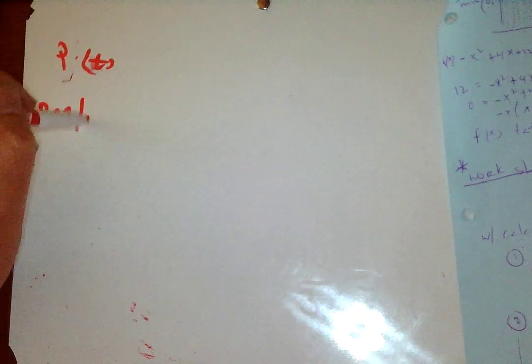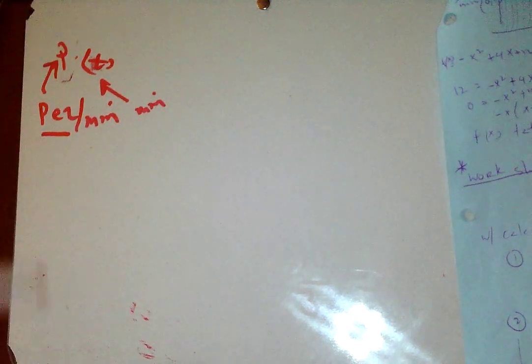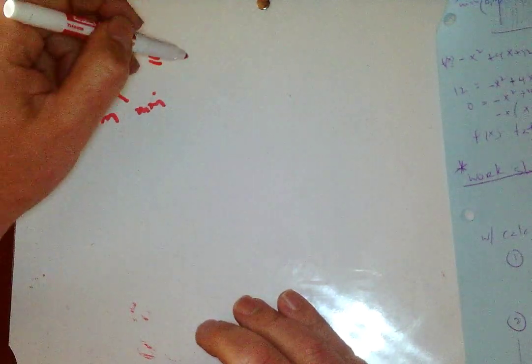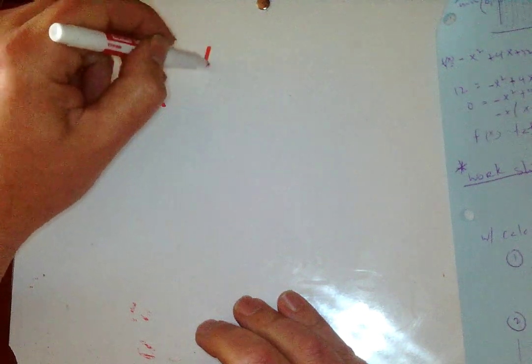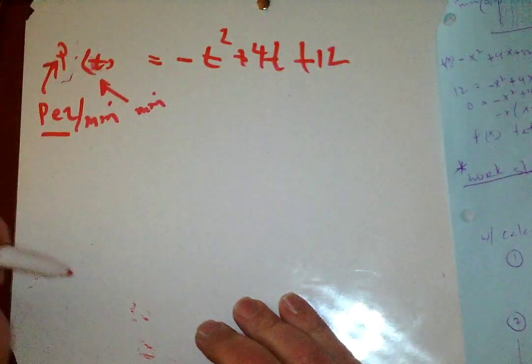The number of pies per minute is the output, and the input is minutes. If you don't know what pie is, you should probably Google that, though most of you know what pie is. And really, who doesn't like a pie? All right, so I'm going to have a P of t function. It's going to be negative t squared plus 4t plus 12.